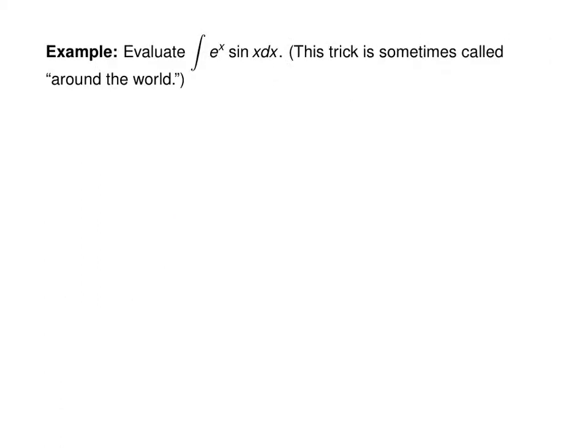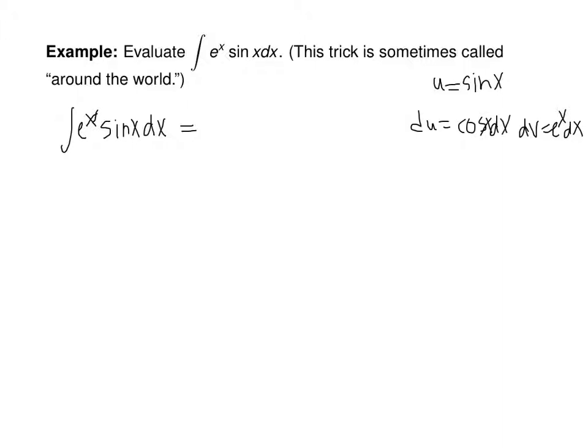Now here is a rather tricky application of this integration by parts technique. We're going to find the antiderivative of e to the x sine x dx, and none of the function sort of goes away as you differentiate it, so well, let's just give it a try. I'm going to let u equal sine x, and I will let dv equal e to the x dx. So now the derivative of sine is cosine. The antiderivative of e to the x is just e to the x.